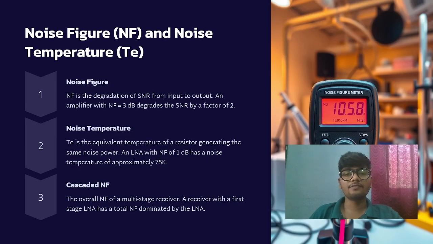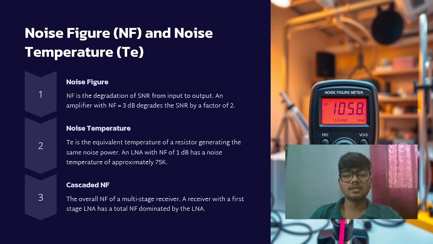Noise figure NF and noise temperature TE. These also come in three types: noise figure, noise temperature and cascaded NF. Cascaded NF means cascaded noise figure, and NF means noise figure. Noise figure is the degradation of SNR from input to output. An amplifier with NF equal to 3 dB degrades the SNR by a factor of 2.